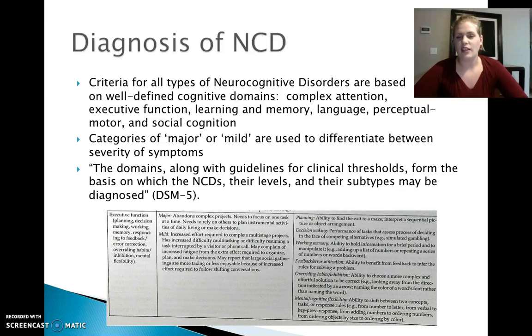So in actually diagnosing a neurocognitive disorder, there are criteria based upon 6 cognitive domains, and these are complex attention, executive function, learning and memory, language, perceptual motor, and social cognition. The categories of major or mild are used to differentiate between severity of symptoms. And the 6 cognitive domains, along with guidelines for clinical thresholds, form the basis on which these NCDs are diagnosed. And here at the bottom of the screen you can see a chart straight from the DSM-5, which gives an example of how major and mild executive function is diagnosed and the difference in the levels of severity.